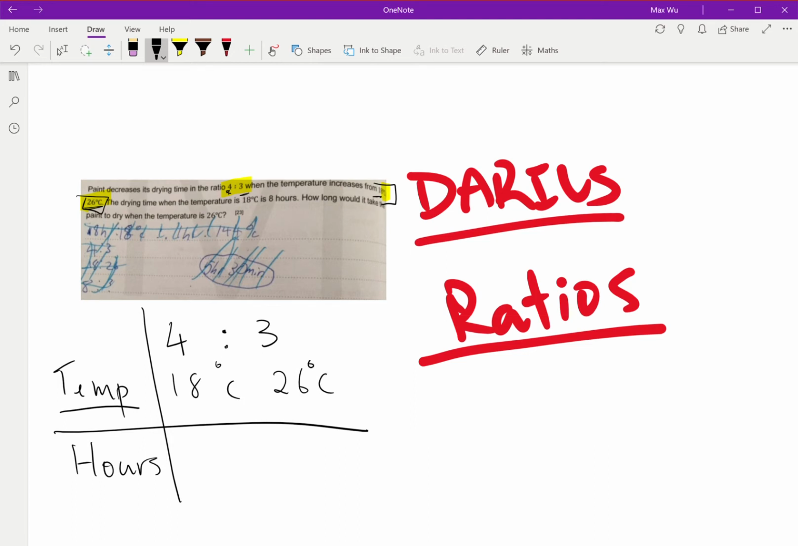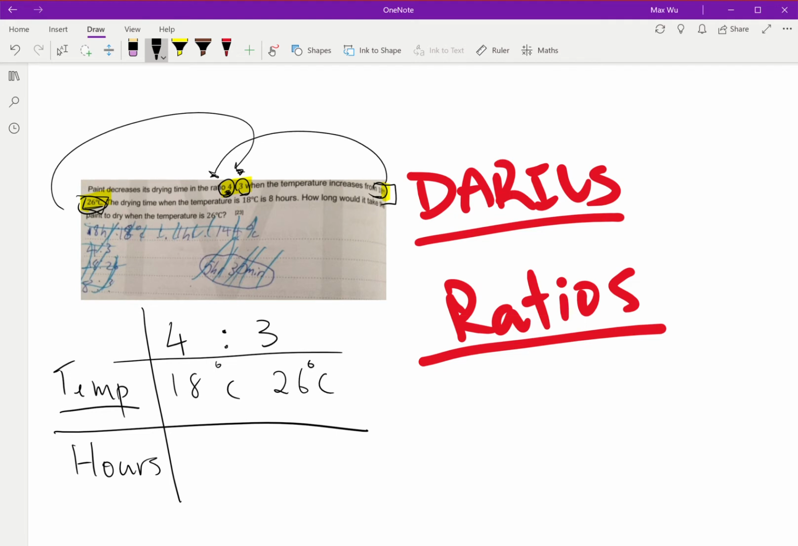And when we have a ratio, it's typically given respectively. What does respectively mean? It means that when we have 4 to 3, it should be 18 to 26. Respective just means in order. So 4 comes first, therefore we say it is talking about 18 degrees. Then 26 comes next, so we talk about 26 degrees, right? 26 is related to 3, 18 is related to 4.